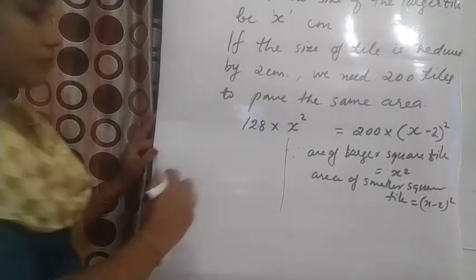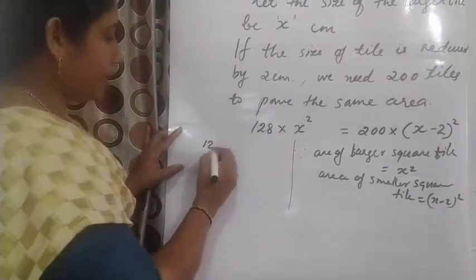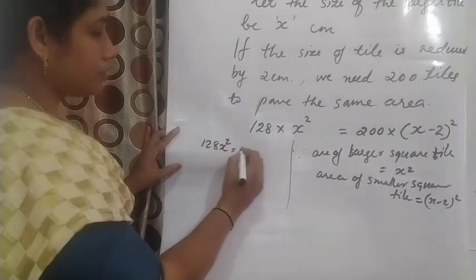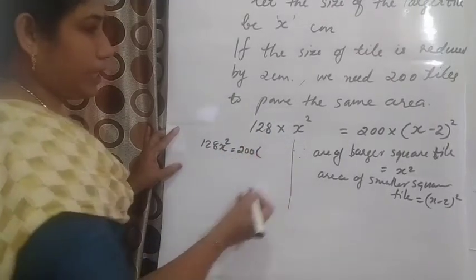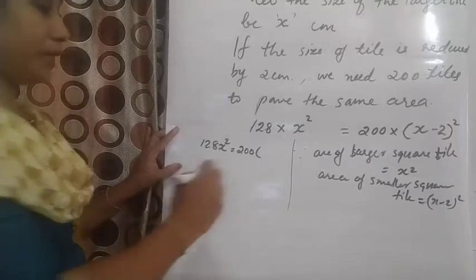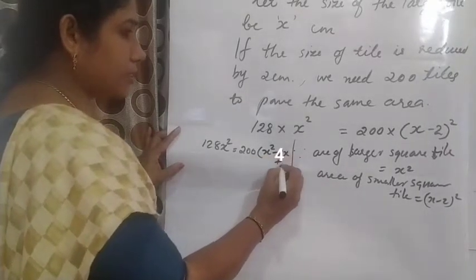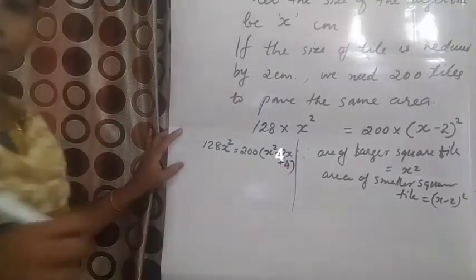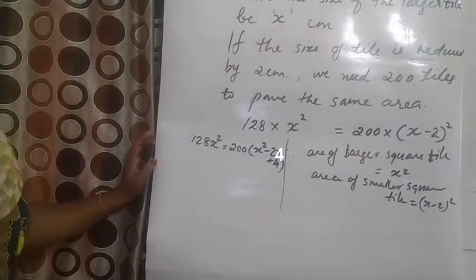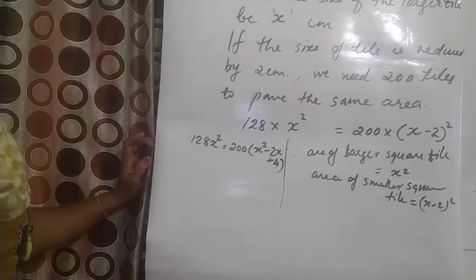Okay, 128 x square gives 200 into x minus 2 the whole square. We can apply that a minus b the whole square. That is x square minus 2x plus 2 square. That is 4. Understood? Now let us solve this.